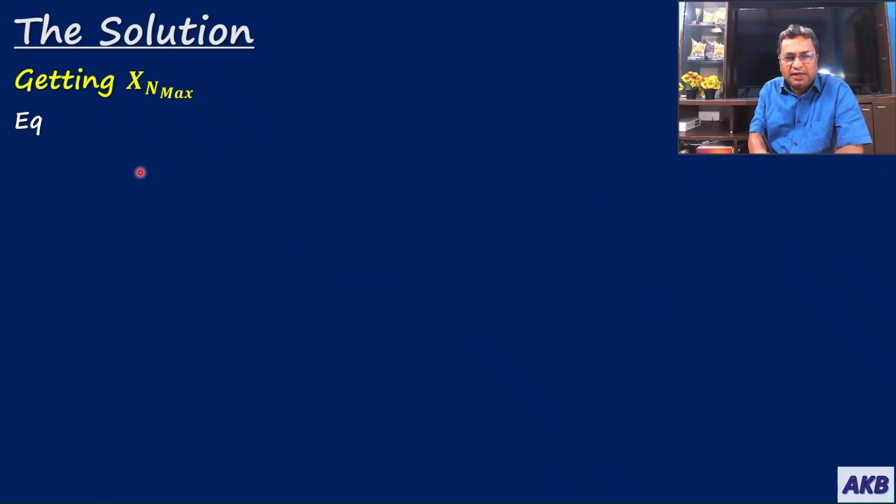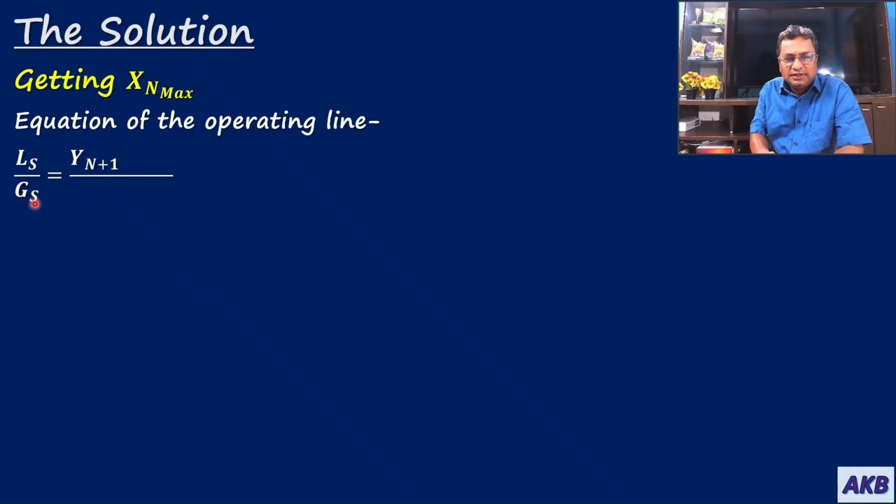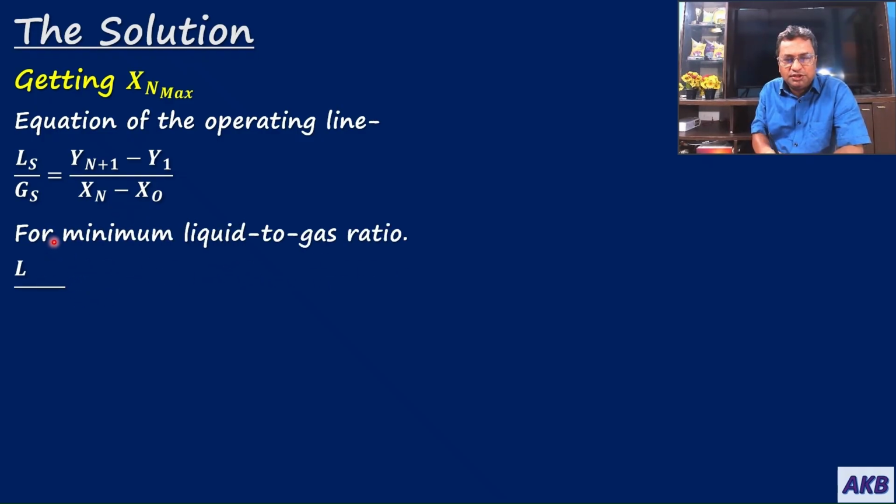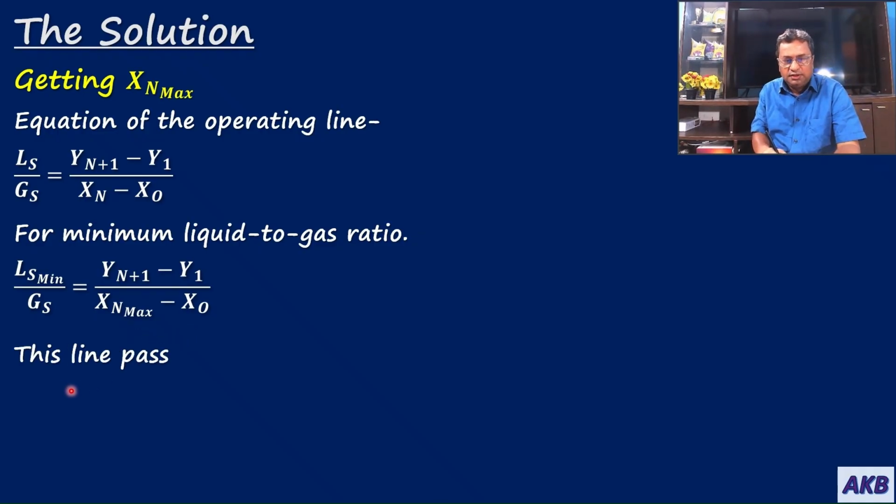Now let us get Xn max. For that, we know the equation of the operating line is given like this: Ls upon Gs is Yn+1 minus Y1 divided by Xn minus X0. For the case of minimum liquid to gas ratio, this equation transforms to this form: Ls minimum upon Gs is equal to Yn+1 minus Y1 divided by, now instead of Xn, you have Xn max, minus X0. Now this line passes through two points. One is X0, Y1 and the other one is Xn max, Yn+1.